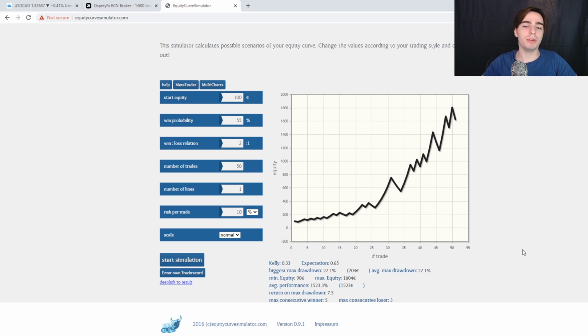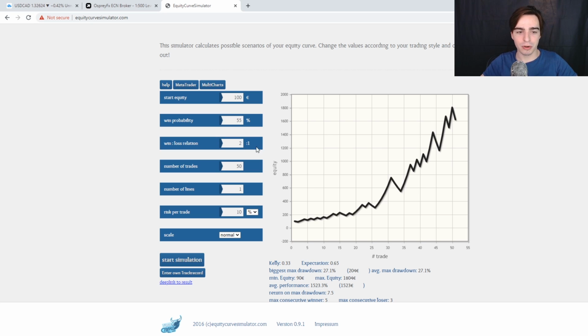So the reason you want to have a 2 to 1 risk to reward is because if you have a $100 account and you have a risk to reward of 2 to 1, and you have a win rate of 55%, it means that you can afford to only win about 55% of the time, but still make a profit. So as you can see here, we have a $100 account, or a 100 euro account, and we have a win rate of 55%, so we're only right about half the time.